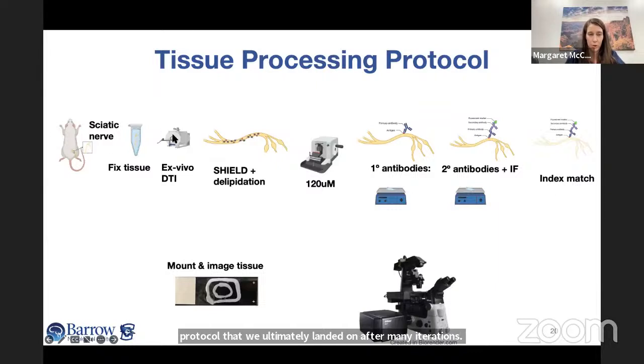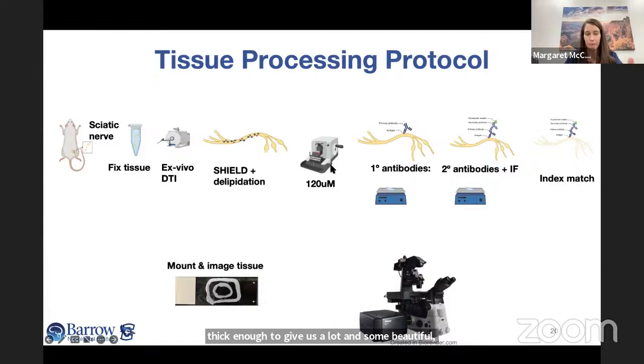We fixed the tissue. We ran the MRI scan I mentioned earlier. This is a further fixation step. And then we did end up cutting at 120 microns. Initially we were running these scans in whole mount nerves, but we had a lot of trouble with antibody penetration. And so we found 120 microns to be thick enough to give us some beautiful 3D information while also allowing the antibodies to penetrate.